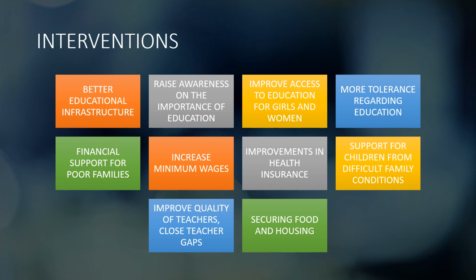We need to have financial support for poor families. We need to increase minimum wage. We also need improvements in health insurance. That's a major topic that we really need more time on, because I'm telling you, health insurance these days is something else. We need support for children from difficult family conditions. We need improved quality of teachers, and to close the teacher gaps. We need to secure food and housing for people in low-income families. If we establish some of these interventions in these neighborhoods, then we'll have better, healthier neighborhoods with fewer social determinants of health needs.